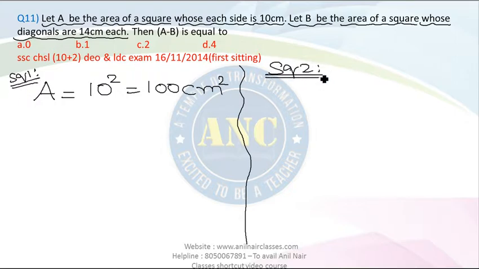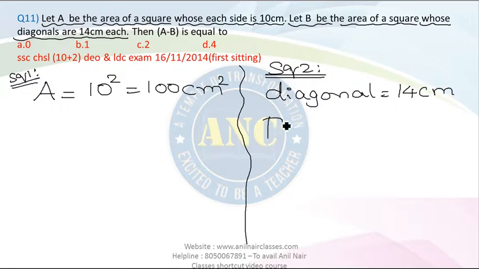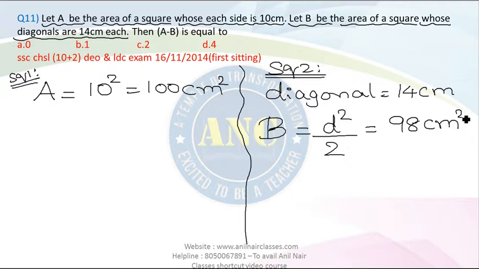The diagonal of the second square is given as 14 centimeter. That means the area of that square, B, is nothing but diagonal square divided by 2. 14 square divided by 2, 196 divided by 2, is nothing but 98 centimeter square. That means the first square has an area of 100 centimeter square, and the second square has an area of 98 centimeter square.